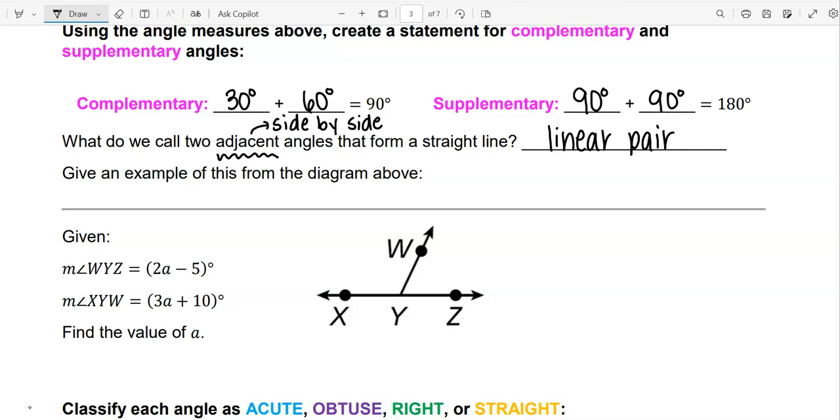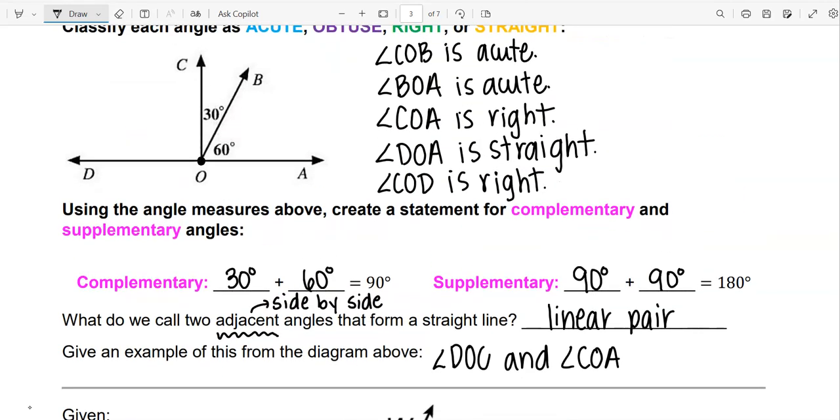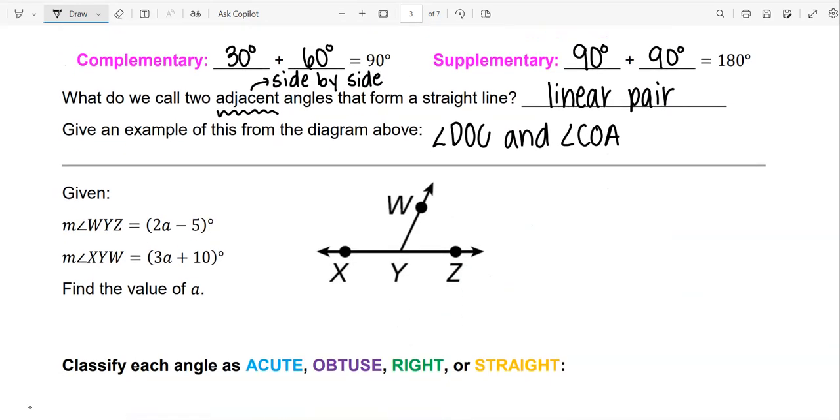Give an example of this from the diagram above. So give me 2 angle names that are next to each other, and they make a straight line. Angle DOC, and angle COA. So DOC was the right angle that we talked about on the left side, and COA was made up of the 30-degree angle and the 60-degree angle. Both of those go together to make a straight line. That's a linear pair. Questions on that?